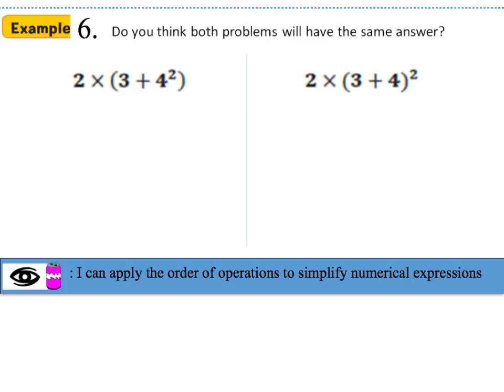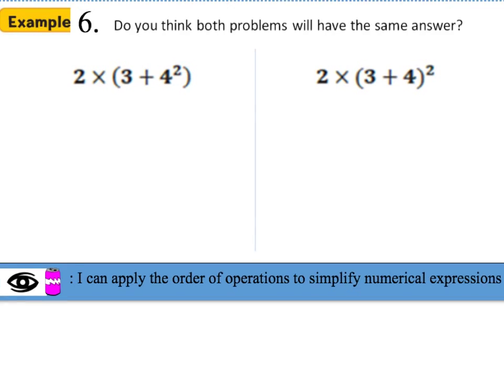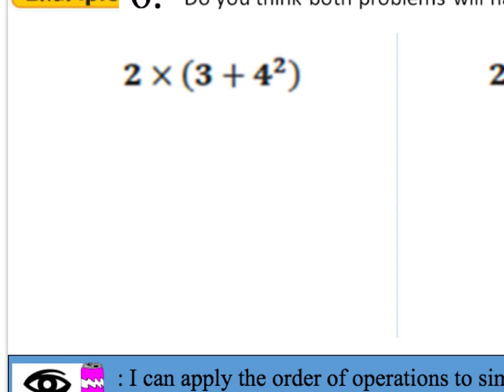Alright, so for problem 6, it says, do you think both problems will have the same answer? When I look at both of the problems, they look like they have the same exact numbers. But let's go ahead and simplify each problem to see what we get when we simplify it. So let's go ahead and move on to the left-hand side, and let's solve the left-hand side problem first.